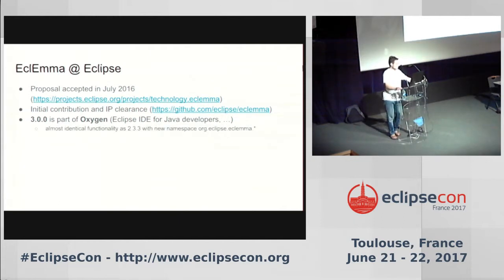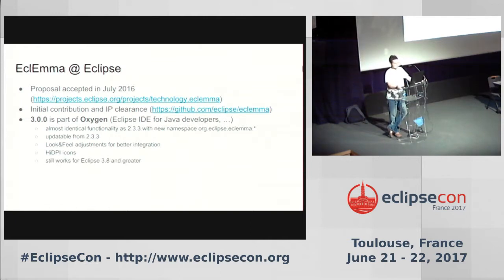Mostly there is no new functionality in EclEmma compared to the previous release 2.3.3, except that, okay, we changed the namespace. Almost. It is updatable from the previous version, so the transition is supposed to be smooth. We did some improvements so that it fits better in Eclipse Oxygen. We provided HiDPI icons. It still works on Eclipse versions 3.8 and greater. And among other improvements, it's already Java 9 ready, thanks to the JaCoCo library, which is Java 9 ready.